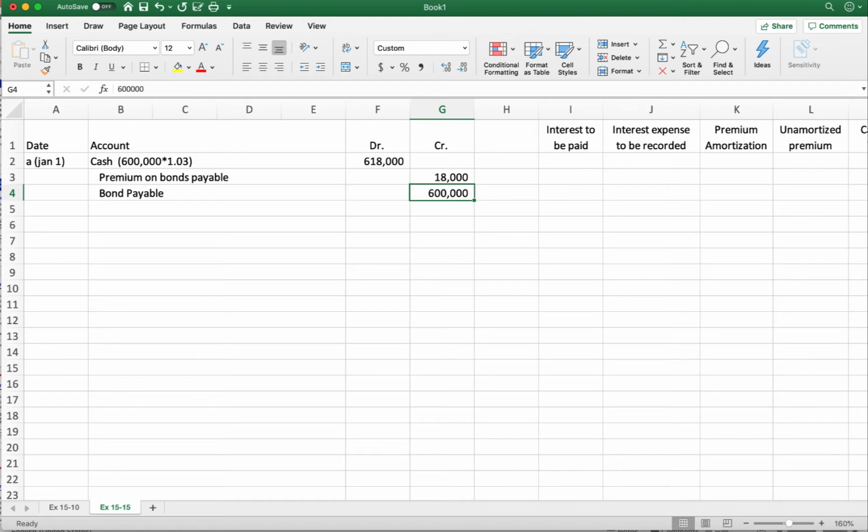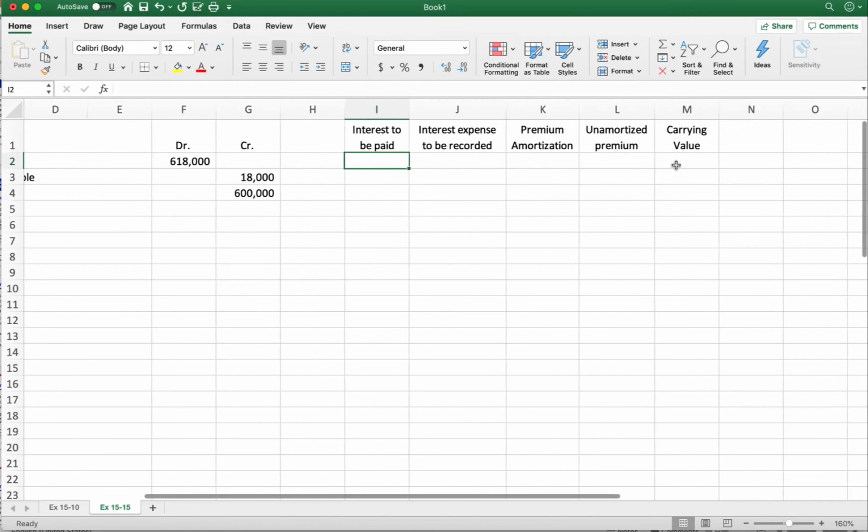Now, part B says they want us to accrue interest and the premium amortization on December 31st, 2017. So let's think about it this way, and I'm going to go back to my chart.